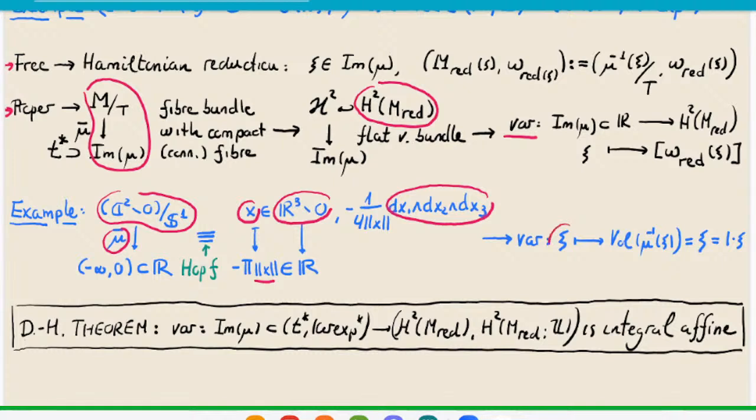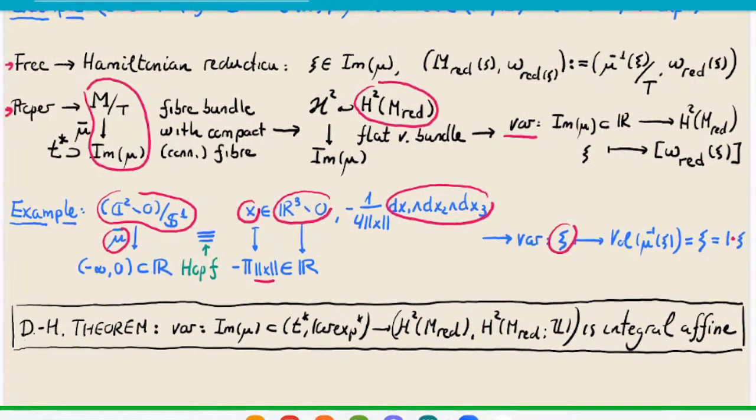that the variation map that assigns to each side the volume of the corresponding sphere is going to be the identity map. Let me write the identity map as 1 times xi.